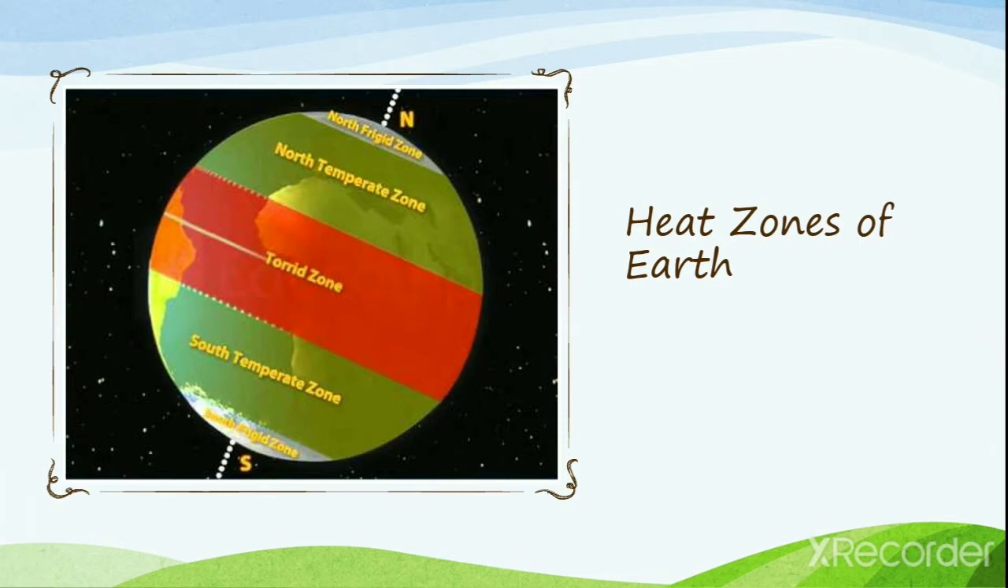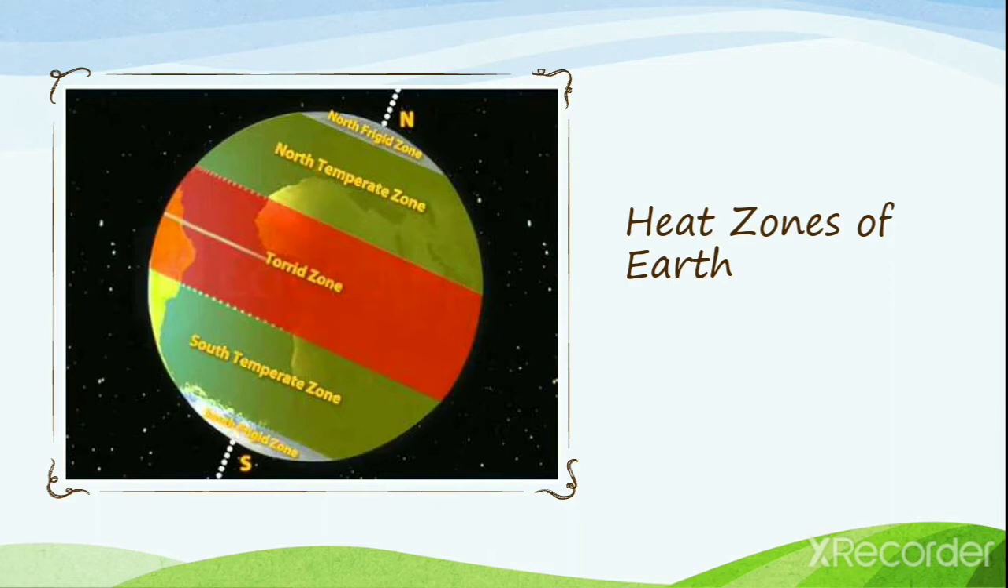The temperate zone is found in two hemispheres, the northern and the southern hemisphere. In the northern hemisphere, the temperate zone extends from Tropic of Cancer to the Arctic Circle, and in the southern hemisphere, it extends from Tropic of Capricorn to the Antarctic Circle. This region is often termed as the mid-latitude region.